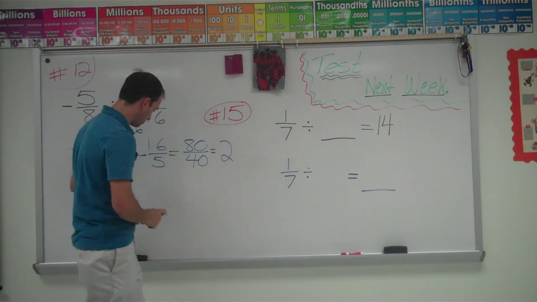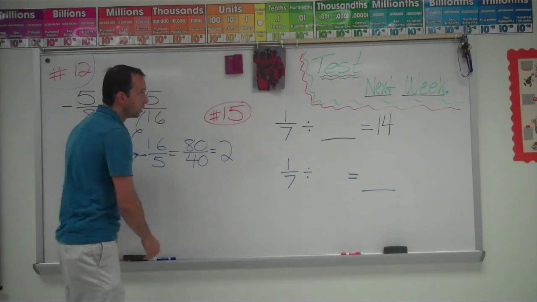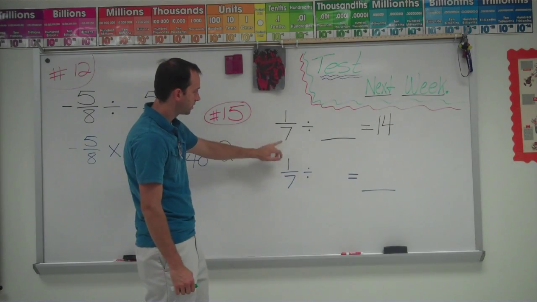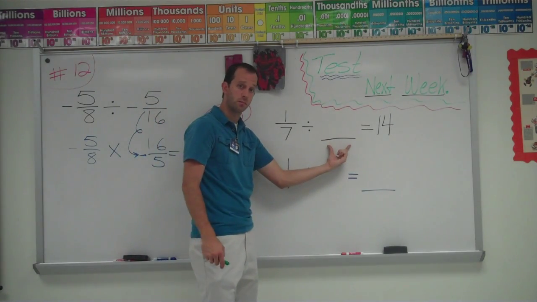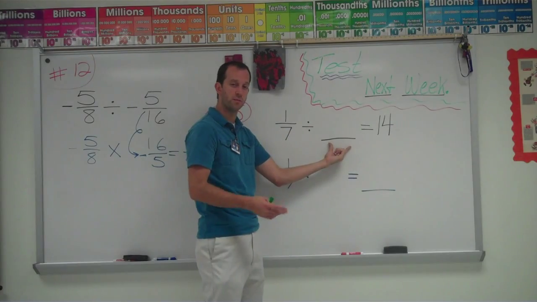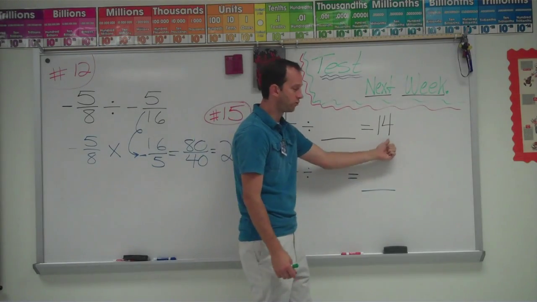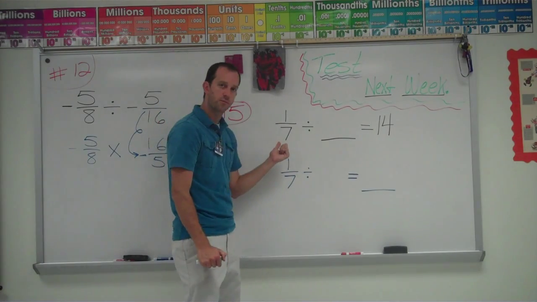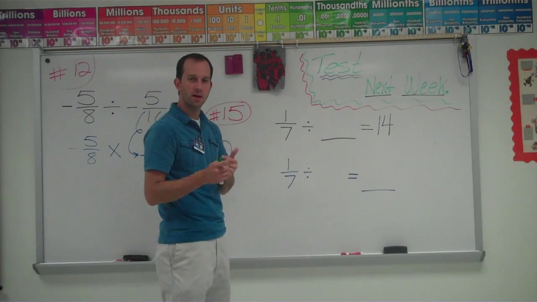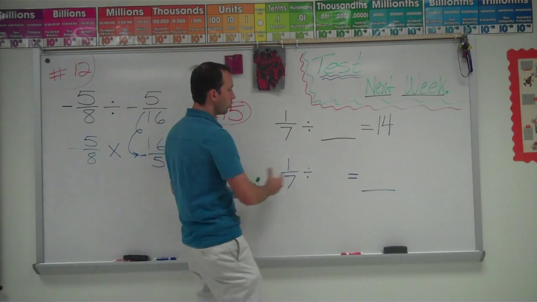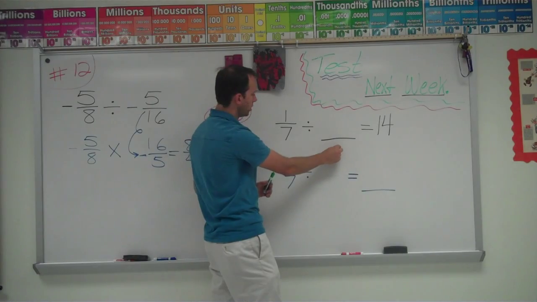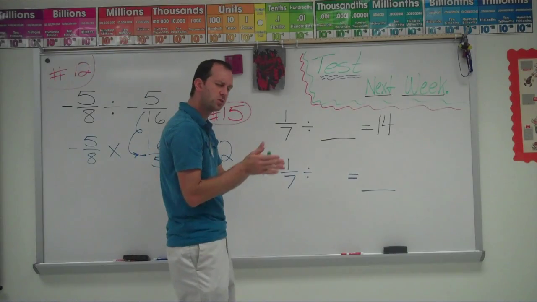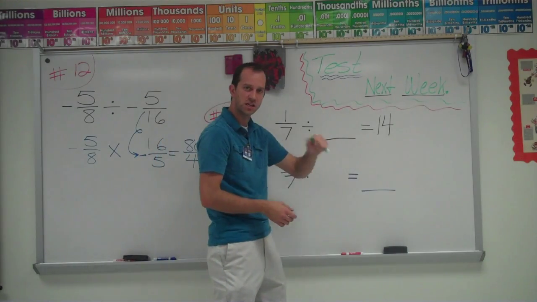What about number 15, though? Problem 15 looks even tougher. We've got 1/7 divided by some mystery number, what in math we'd usually call a variable, it's missing, equals 14 wholes. 14 wholes. This is a tough problem, and we need to make sure that we think about it the right way. This is asking us, what number, some missing number, what number goes into 1/7 14 times? What number goes into 1/7 14 times?